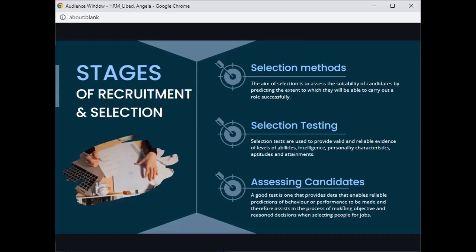Next is assessing candidates. So, a good test is one that provides data that enables reliable predictions of behavior or performance to be made and therefore assists in the process of making objective and reasoned decisions when selecting people for jobs.